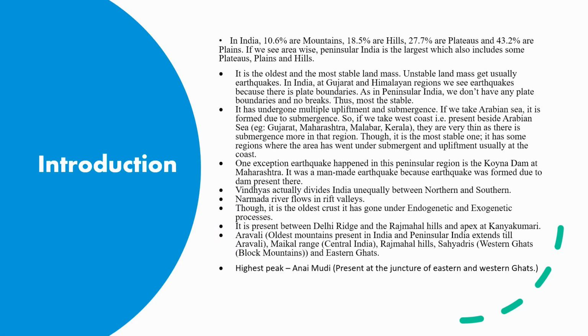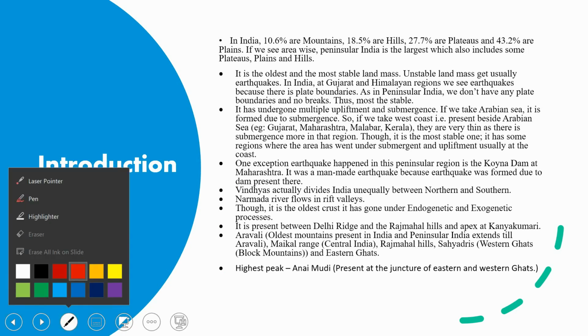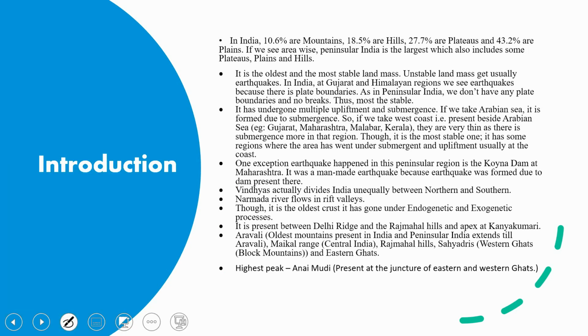Now in India, 10.6% are mountains, 18.5% are hills, 27.7% are plateaus and 43.2% are plains. So this is an introduction part, where we will discuss the peninsular region of our India. Okay, this is our peninsular region.